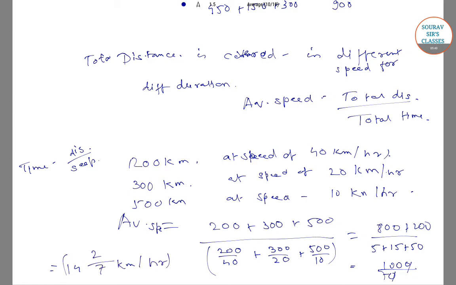So this is the average speed. So we have the total distance, that is 500 plus 300 plus 200, which is 1000, divided by the total time, which is 5 plus 15 plus 50, that is 70. So we have the average speed as 1000 by 70 kilometer per hour.